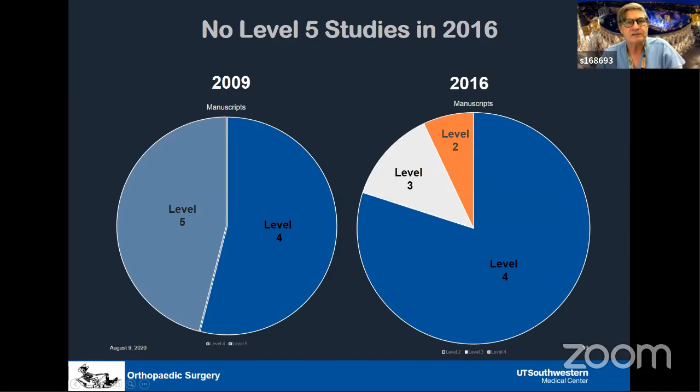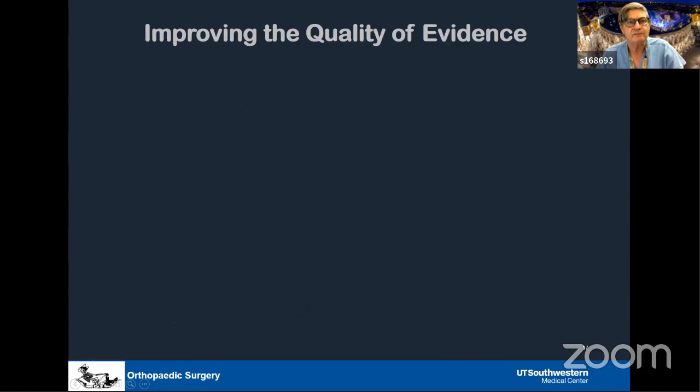And if you look at this, we had in 2009, no level 2 or 3 studies. And now in 2016, we were starting to see some level 2 and level 3 studies. And the other thing that we noticed is the level 5 studies, the case reports, were starting to disappear. So the quality of evidence is improving, but still not where we want it to be. And so how do we improve the quality of evidence for ankle and hindfoot Charcot? Ideally, we need prospective studies.